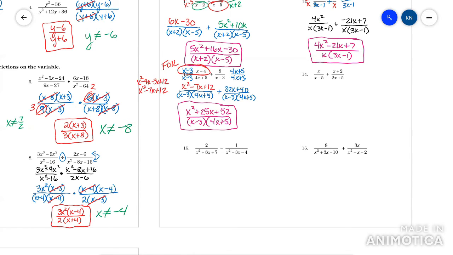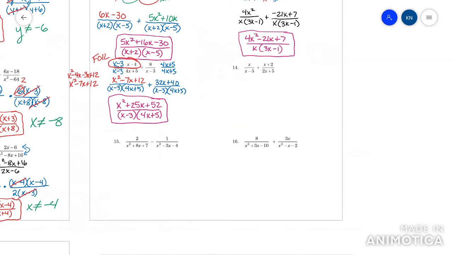Okay. Next up, same kind of situation. On the left side, you're going to give it the 2x plus 5. On the right side, you're going to give it the x minus 5. And right here, you're going to have to run FOIL because it's binomial. So that's going to look like this. X squared minus 5x plus 2x minus 10. So x squared minus, oops, not 7, it's minus 3x minus 10. Okay. All right.